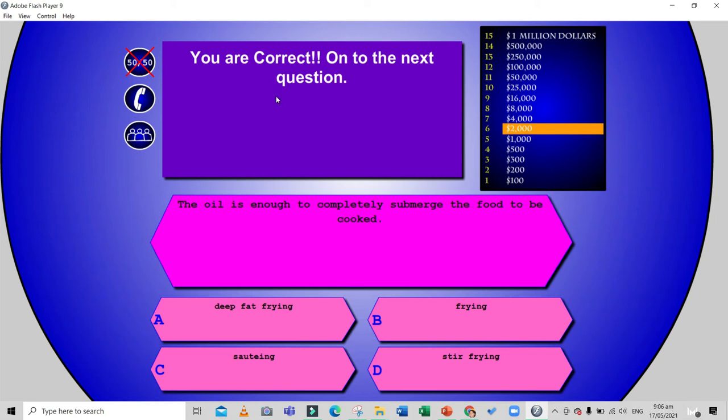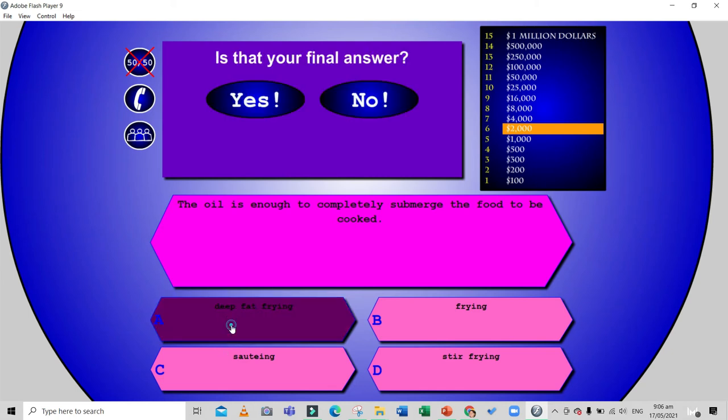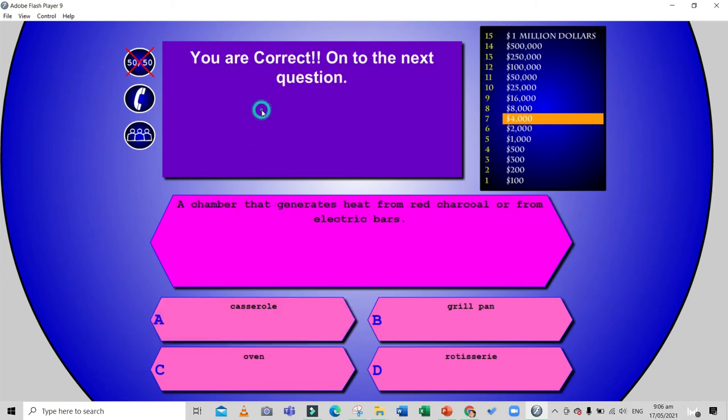The oil is enough to completely submerge the food to be cooked. Is it A. Deep fat frying, letter B. Frying, C. Sauteing, D. Stir frying? The answer is, let's check.